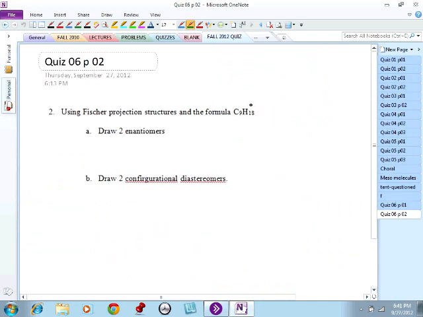Okay, number 2. Deja Brown, go ahead and read this first. Okay. Using the formula C9H18, what I want you to do is to draw 2 enantiomers. I'm sure the answer for this could be varied. Each one of you could come out with all different types of enantiomers as long as you use this formula here.